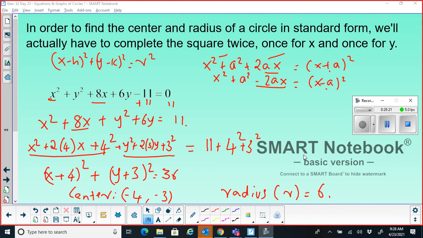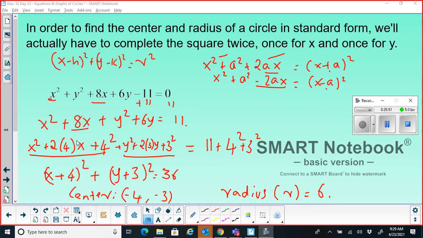Just take a look at this particular solution. I thought I had recorded it, so I'm just going to repeat. We started with keeping all the x terms together and y terms together. So I have here x squared plus 8x, then y squared plus 6y. I took 11 onto the other side. I will use these two x terms and complete the square. I'll use these two y terms and complete the square.